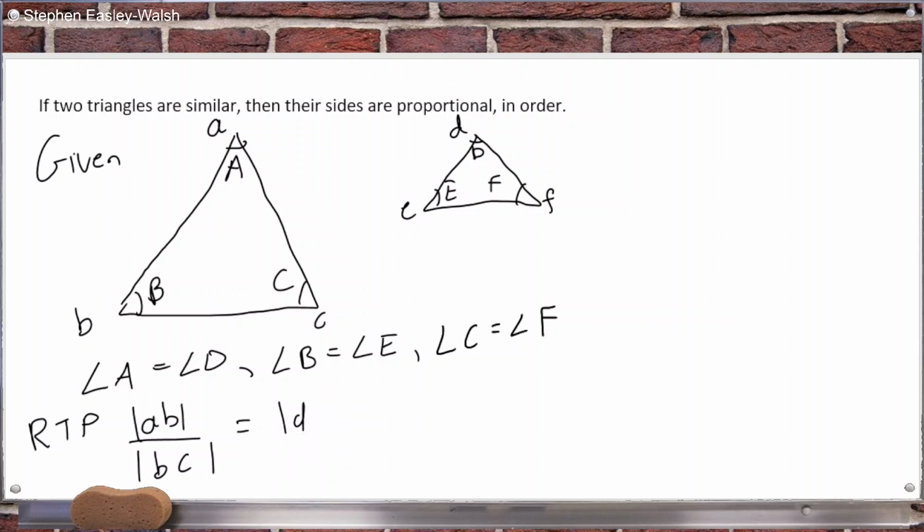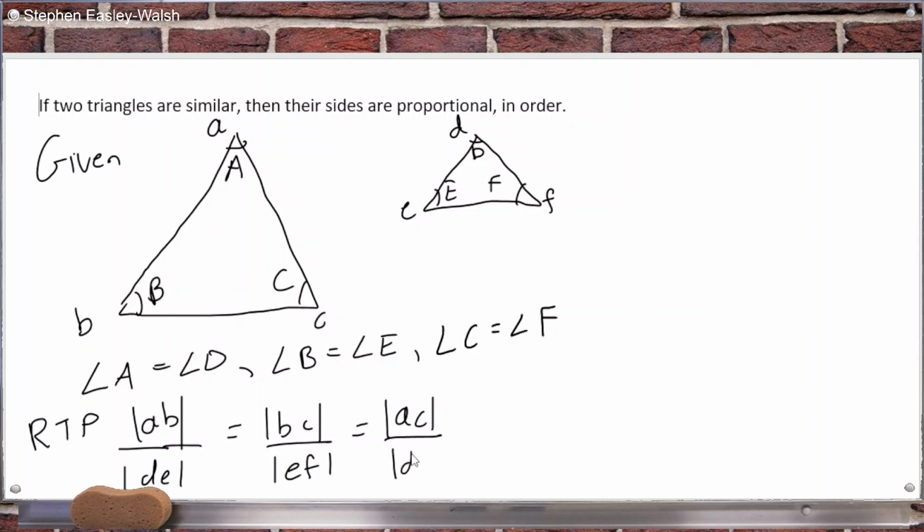I just realized. Yeah, to show that they're in the same proportion, we need to show that AB over DE equals BC over EF equals AC over DF. Yeah, that's it. AB over DE, BC over EF, and AC over DF. Okay, actually I wrote that out a little bit too big, so let's try and squeeze the proof in here.